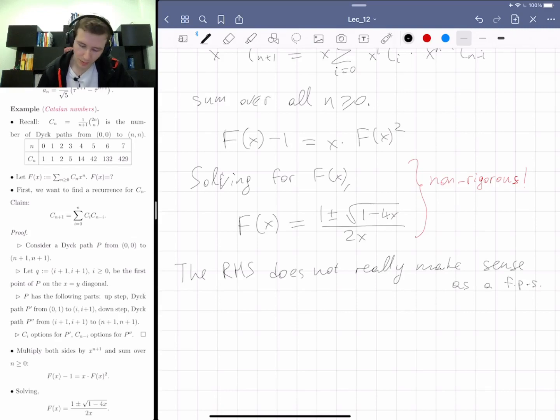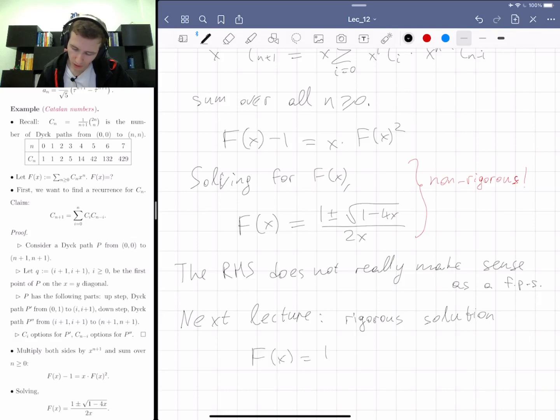I guess I'm out of time, so in the pre-recorded lecture, I'm going to explain how to make it rigorous. So next lecture, I'm going to explain that this approach can be made rigorous, and the rigorous solution, which this intuition still helps us find, the actual answer is going to be f of x is 1 minus the square root of 1 minus 4x, over 2x.